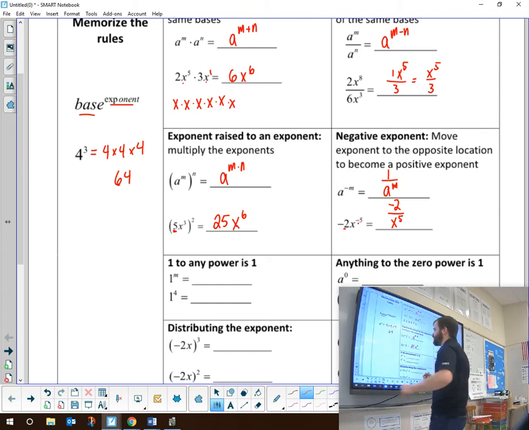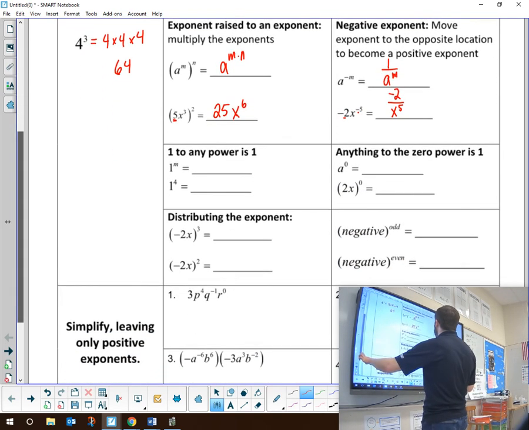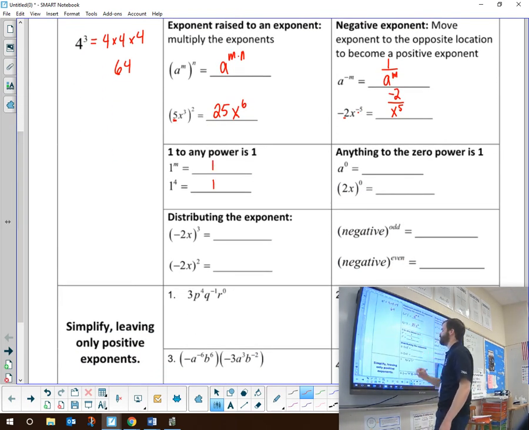Okay, let's take a look here. 1 to any power is 1. Doesn't matter what the power is, it's 1.